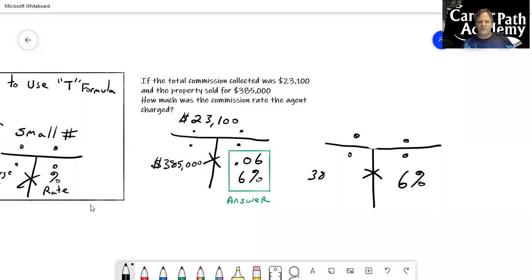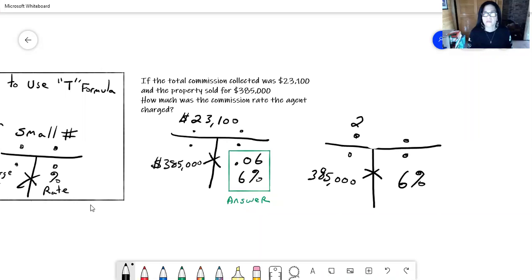If it's 385, let's try it another way. Let's do 385 times 6%, and we should get 23.1. That's the way I did it. You plug that number in a calculator, it comes out to 23.1, right? Yes.